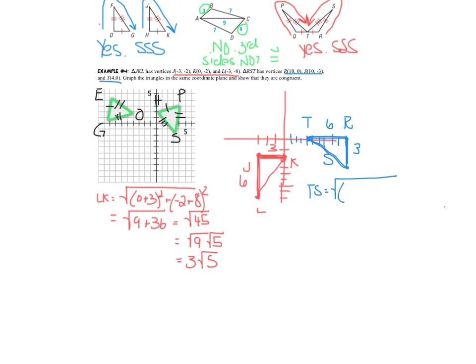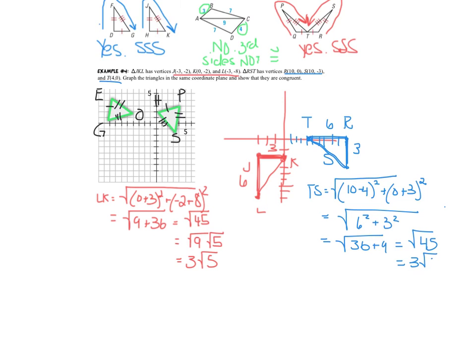And so that's going to be 10 minus 4 squared, because it's x minus x, plus 0 minus negative 3 squared, so that's plus 3 squared, is going to equal the square root of 6 squared plus 3 squared. This gives me the square root of 36 plus 9. That is the square root of 45, which we just simplified over to the left in red. It's 3 root 5. So, graph the triangles and show that they are congruent. So I would say yes by side, side, side.